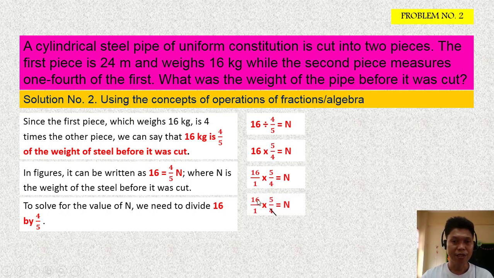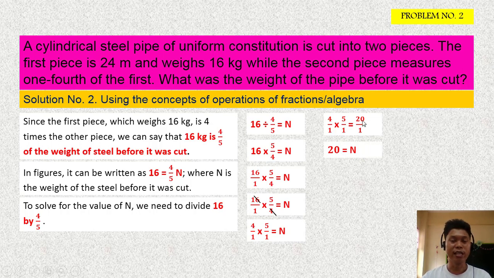Then we can cancel out before we solve. Although we know 16 times 5 is 80, divided by 4, which is 20. We can also do it this way: the 4 becomes 1 because 4 divided by 4 is 1, and 16 divided by 4 becomes 4. That is called cancellation. So 4 times 5 is equal to 20, and 1 times 1 is equal to 1. So 20 over 1 is equal to 20, and we don't need to write the 1. This means N is equal to 20.